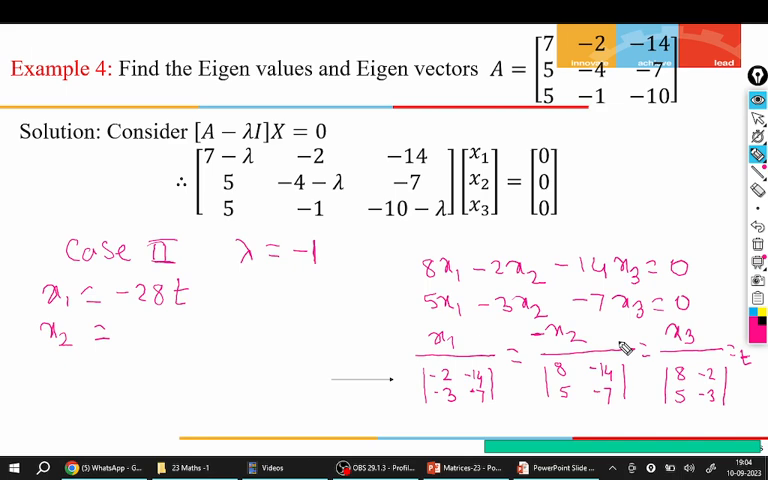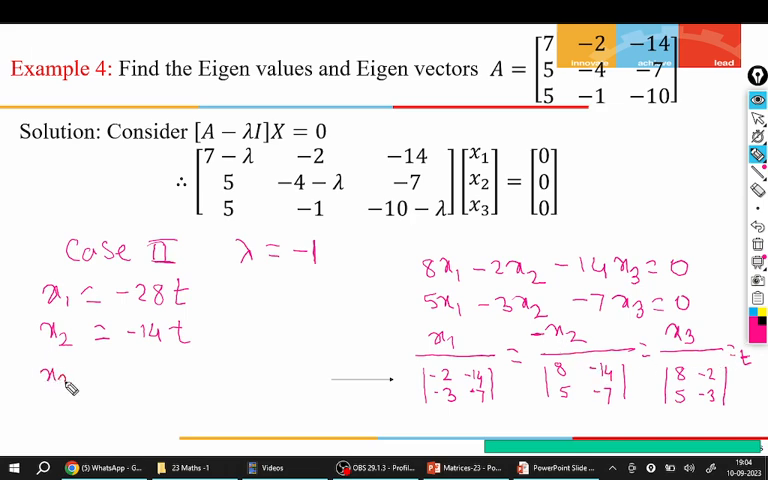56 and 70. So is it 14? So 14t. Sorry, this minus sign will come on that side. So minus 14t. Numerator of the minus sign. So this plus 56. Sorry, minus 56 plus 70. So plus 14. Minus 14 will go on the other side.